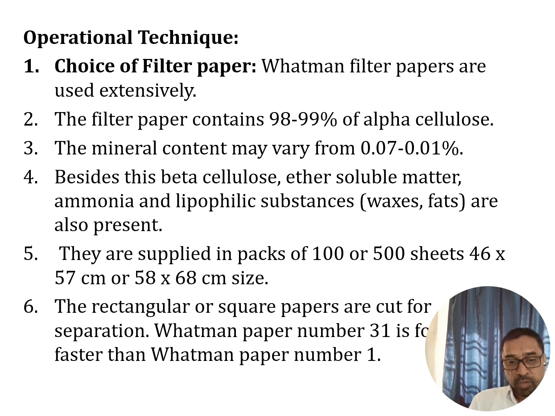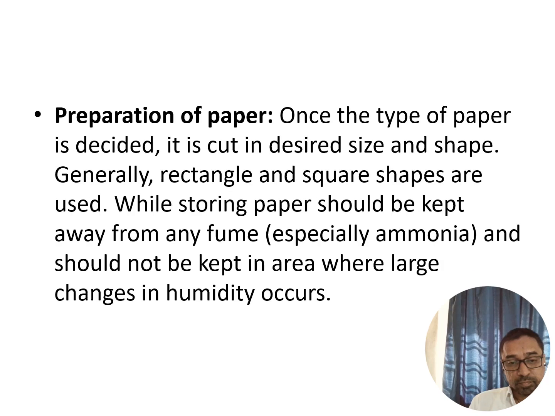Basically we need to select a particular paper for carrying out paper chromatography. It should have a high percentage of alpha cellulose and a very low content of minerals. Then it may be coated with additives. The papers are cut in rectangular or square shape. Generally we use Whatman paper number 31 for carrying out the separation. For the preparation of paper, you need to cut the paper into the desired size.